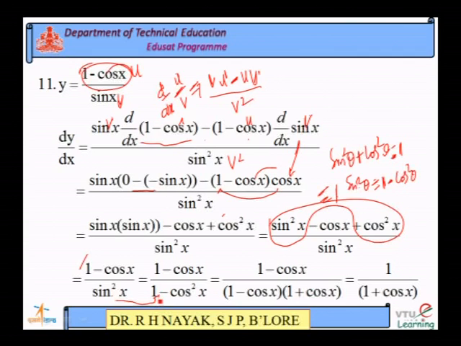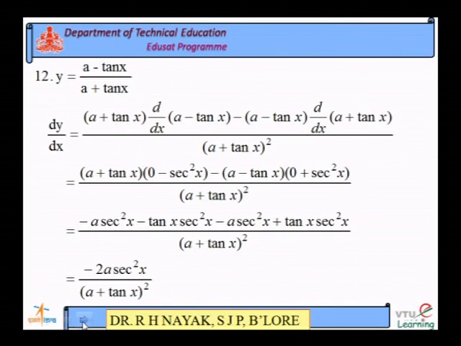If I write 1 as 1 square, it becomes a square minus b square form. a square minus b square is (a plus b) into (a minus b). There, 1 minus cos x cancels. Finally, what remains is 1 divided by 1 plus cos x.